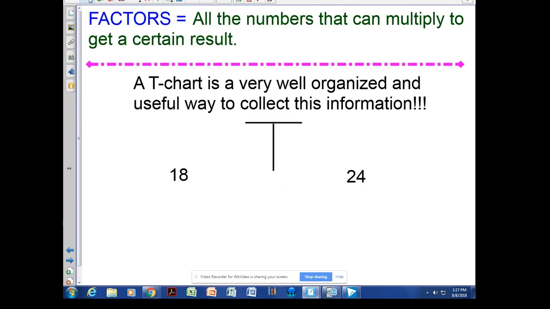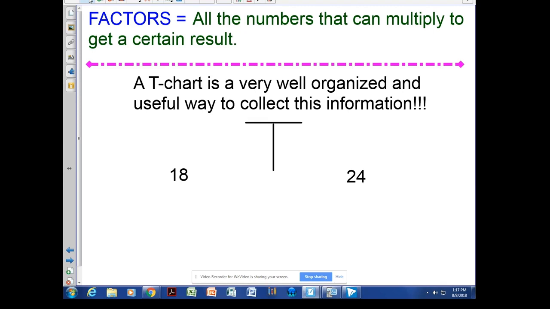Let's look at the first word, factors. Factors are all the numbers that can multiply to get a certain result. A T-chart is a very well organized and useful way to collect this information. Let's look at the number 18.